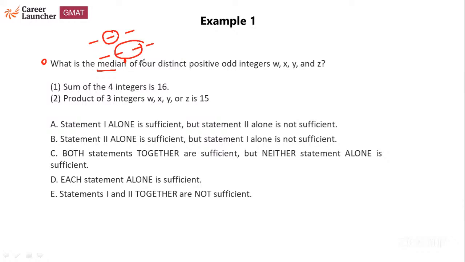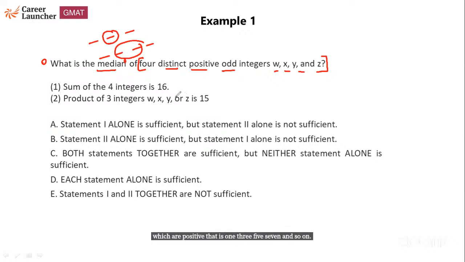It says, what is the median of 4 distinct, positive, odd integers W, X, Y, and Z? They have to be different, positive, and odd. So the smallest odd positive integers are 1, 3, 5, 7, and so on. Starting with 1, they are all different: 1, 3, 5, 7.